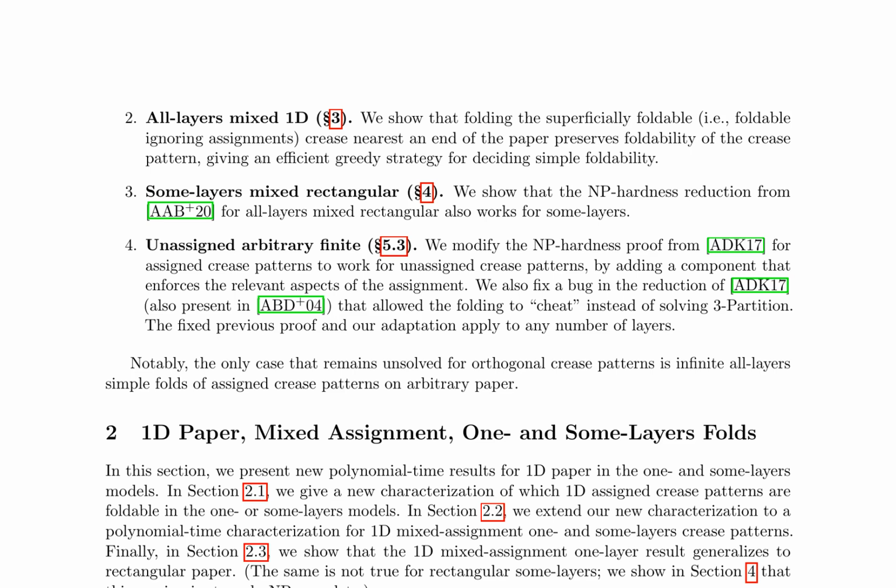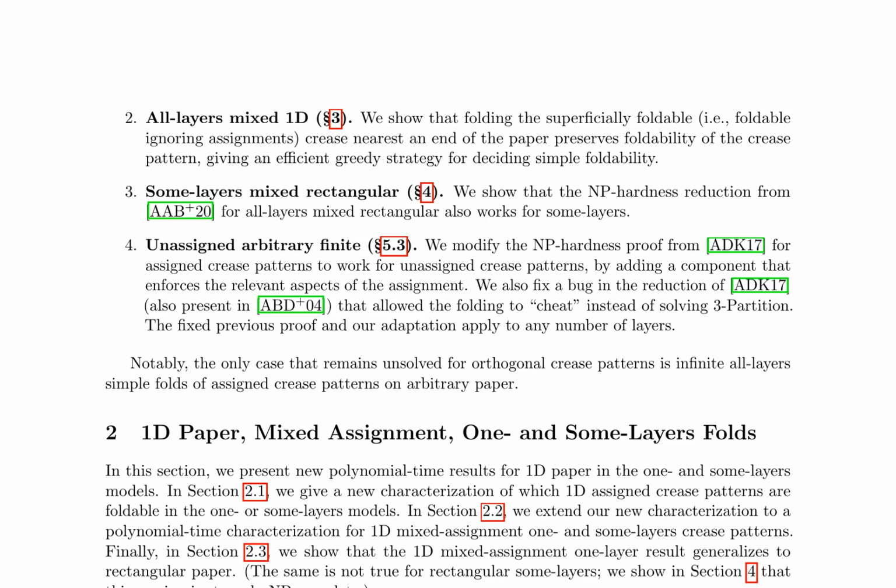For unassigned arbitrary finite crease patterns, the NP-hardness proof from previous work is modified to enforce the relevant aspects of the assignment, fixing a bug in the original reduction. This result applies to any number of layers. The only remaining unsolved case for orthogonal crease patterns is infinite layers simple folds of assigned crease patterns on arbitrary paper. The paper focuses on 1D paper and mixed assignment, one and some layers folds.